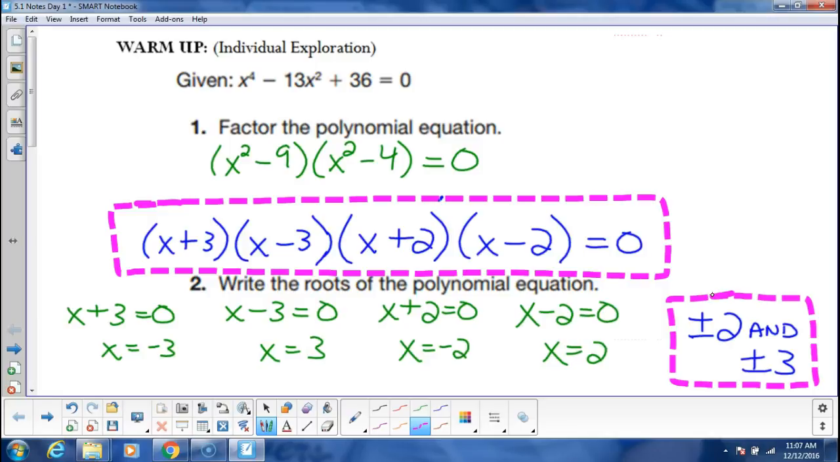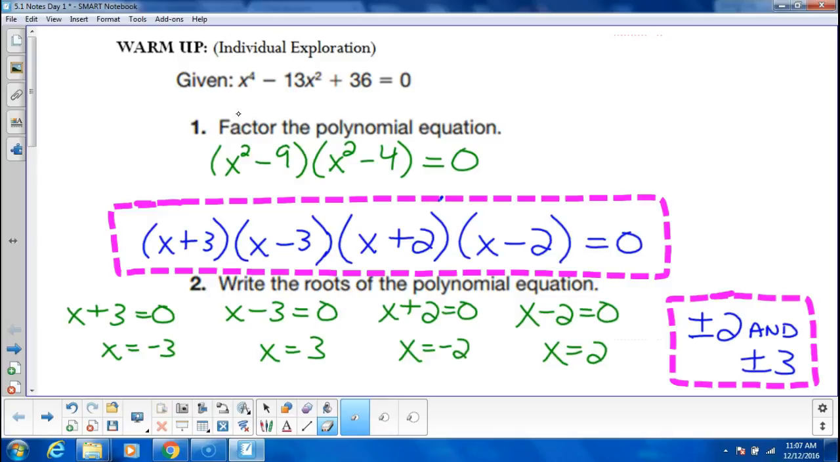Okay. Now, what are roots? Answers, solutions, zeros. If we wrote them in point form, then they would be x-intercepts. They're also factors. Okay, they're all of those things.